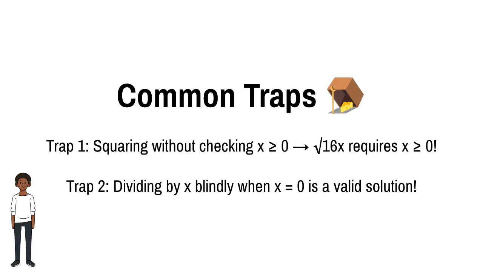Trap 1. Forgetting the domain restriction. Because 16x is under the square root, x must be greater than or equal to 0. Trap number 2. Dividing both sides by x right away. If you divide by x, you accidentally cancel out and lose x = 0 as a valid solution.